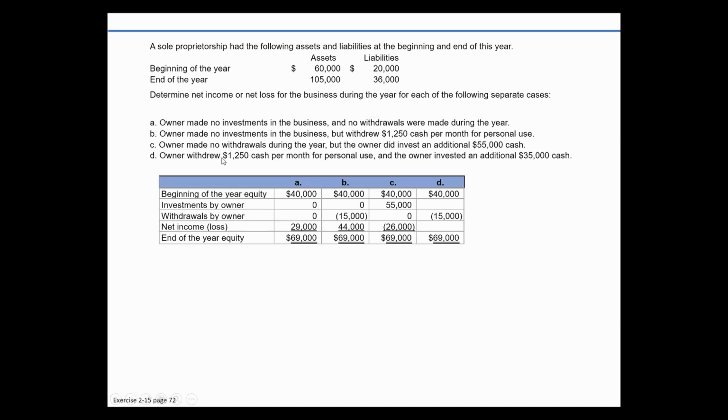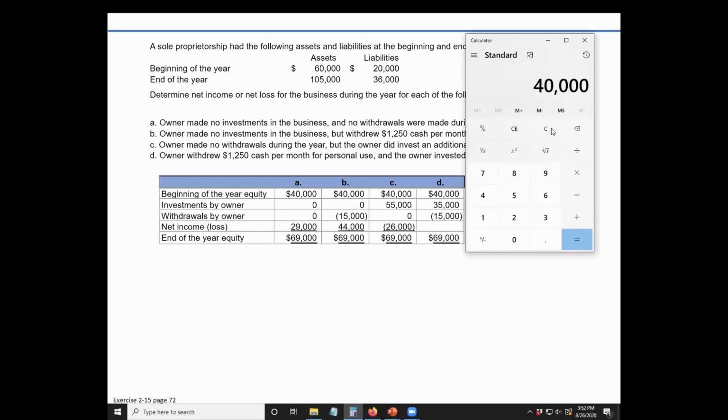Now the owner withdrew $1,250 in cash for personal use, and the owner invested an additional $35,000. Okay, minus what he took out, plus what he added in. There we go. And then minus where he ended. So he had a net income of $9,000.